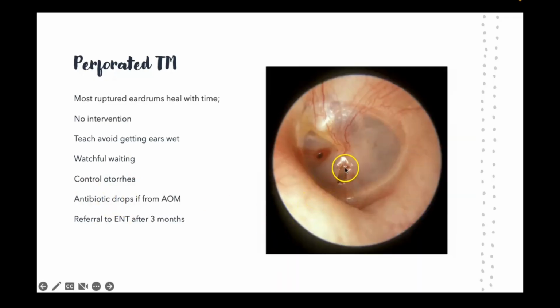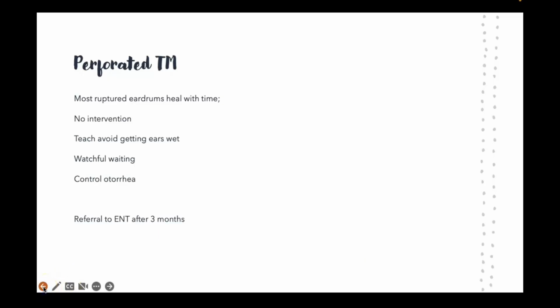And this is what it looks like. This ear, actually, there's no more infection. It just burst. So we watch and wait. Actually, with this kind of patient, you don't need an antibiotic drop. You just watch and wait and reevaluate. So I want to go back to the previous slide.